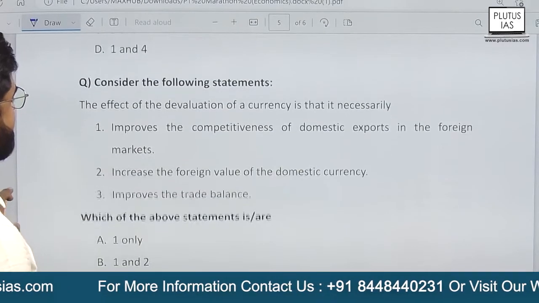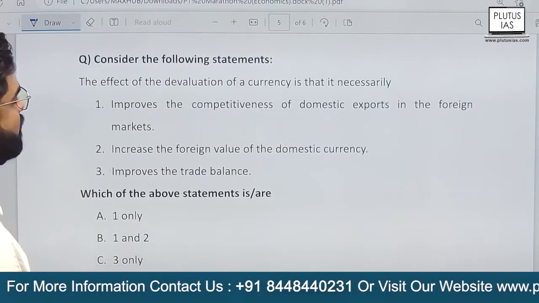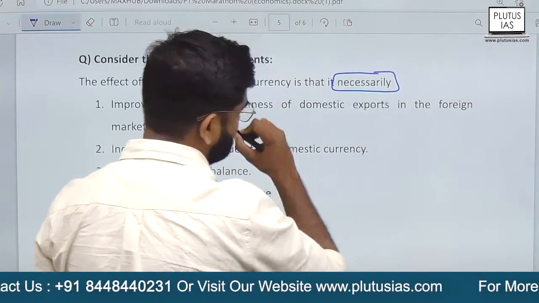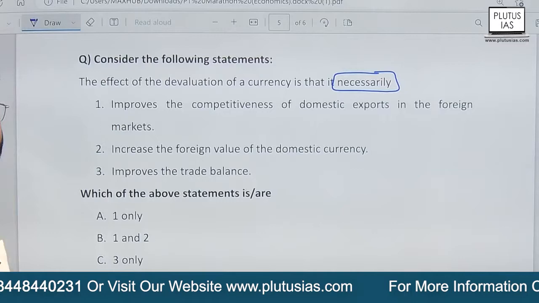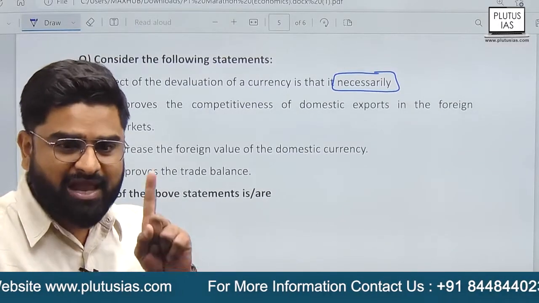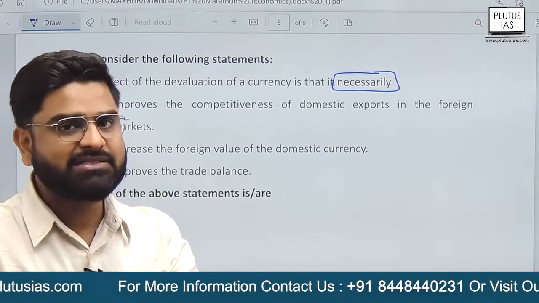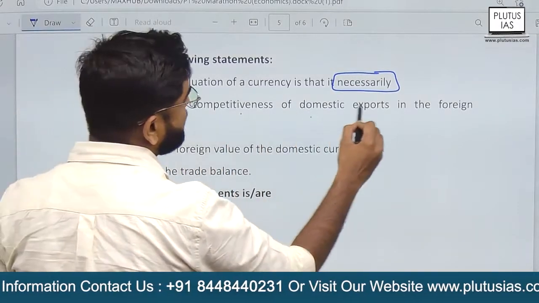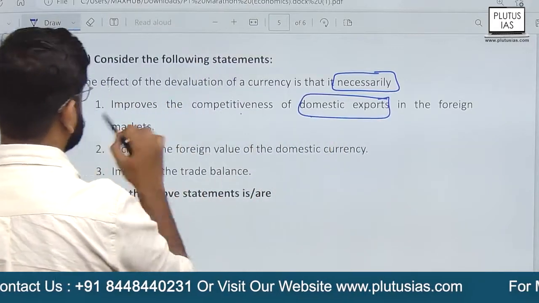Next, let's see. Consider the following statement: the effect of devaluation of a currency is that it necessarily... see, a strong word is used again, meaning any statement that may be is wrong. Only absolutely necessary statements will be counted. So statement 1, improve the competitiveness of domestic export. We know for a fact it is true.